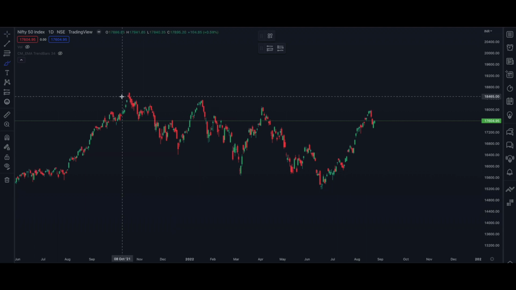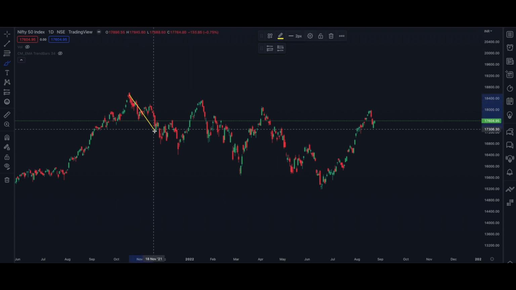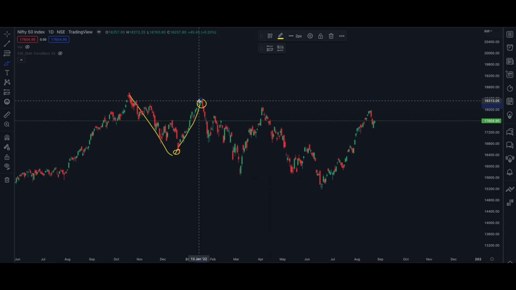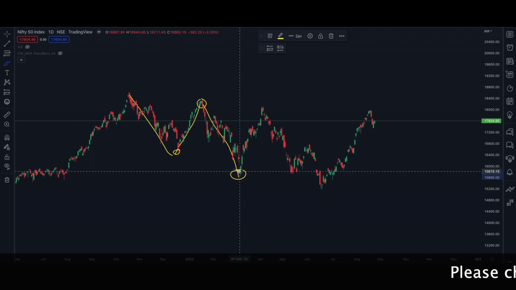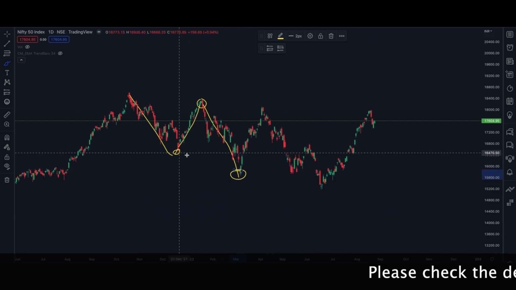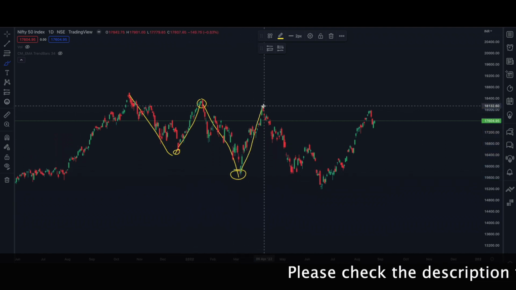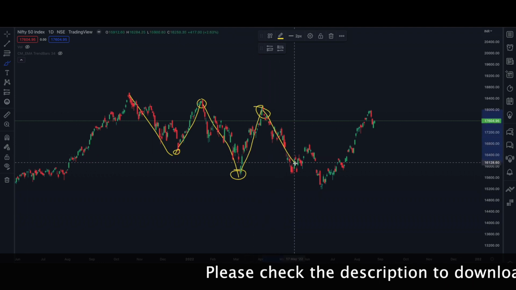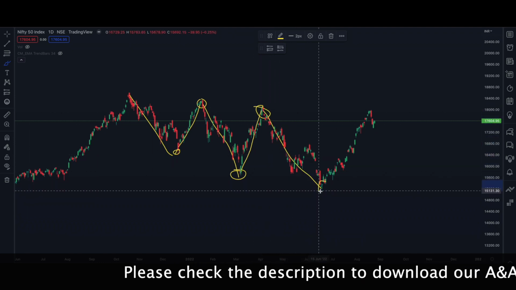Now what I can notice here is in the past, Nifty went up to 18,560 level. After this it came down, formed a low, again it went up, formed a lower high. This is a lower high because this high is lower than this high. Again you can see it formed a lower low because this low is lower than the previous low. Again it went up, again formed a lower high, again it came down to this level. This is also a lower low.